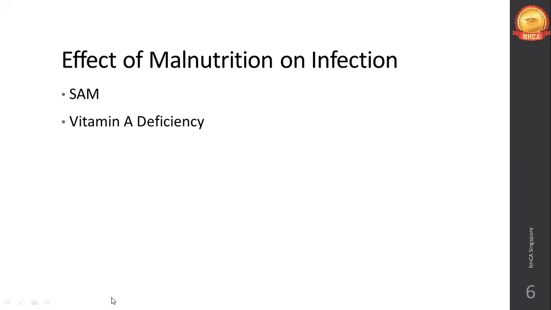Then in case of vitamin A deficiency, both specific protection and non-specific protection of your immunity will be reduced. Specific protection means, for example, chicken pox. Chicken pox has a specific protection. The antibodies that your body has developed against chicken pox are specific to chicken pox only. These antibodies will not go and attack any other infection.